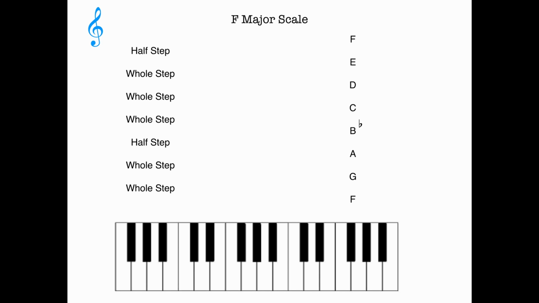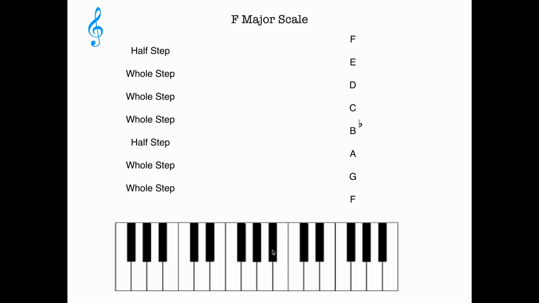Now we're just going to go over this whole process again using a different major scale. So F major, remember, this is the intervallic pattern we use to construct the major scale. Starting on F, which is this note here, a whole step would be F, F sharp, G. F to G is a whole step. G to A, another whole step.